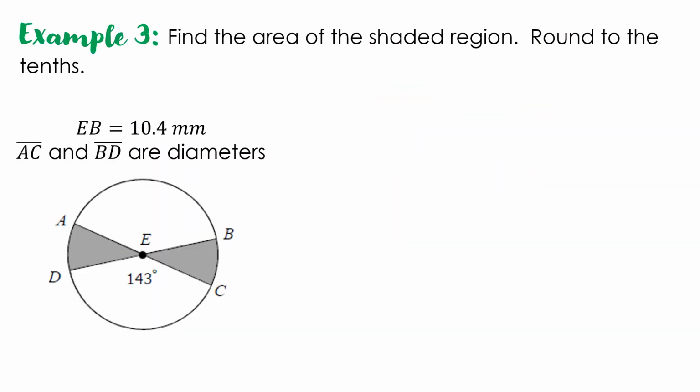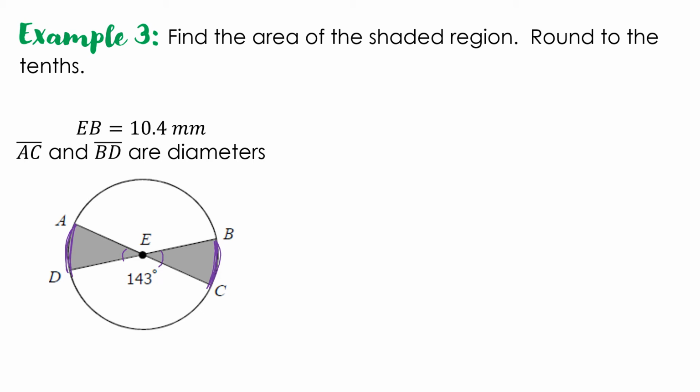Next up, we are looking for the area of our shaded region, but this time we have two shaded regions. We do know that AC is a diameter and BC is a diameter. So because those are both diameters, that means a couple of different things. That means that the angles formed by those diameters are vertical angles and they're going to be congruent, which means that the degree measure of arc BC and the degree measure of arc AD will also be the same.